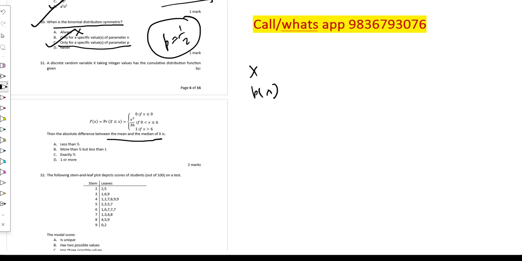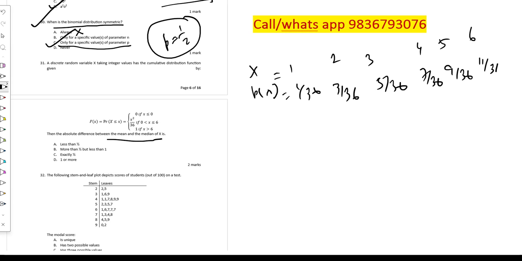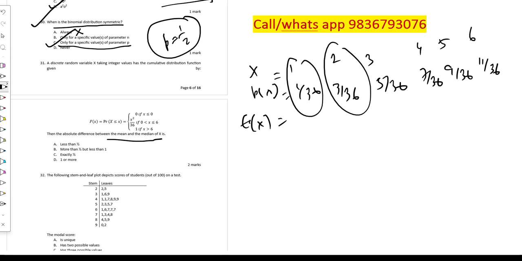A discrete random variable is given, and we need the difference between the mean and the median. So x is here and P(x) is here. For 1, it is 1 by 36; for 2, 3 by 36; for 3, 5 by 36; for 4, 7 by 36; for 5, 9 by 36; and for 6, 11 by 36. The expected value is the product of x into P(x), added together. All are divided by 36. This will give you 161 by 36, and the median is 5.